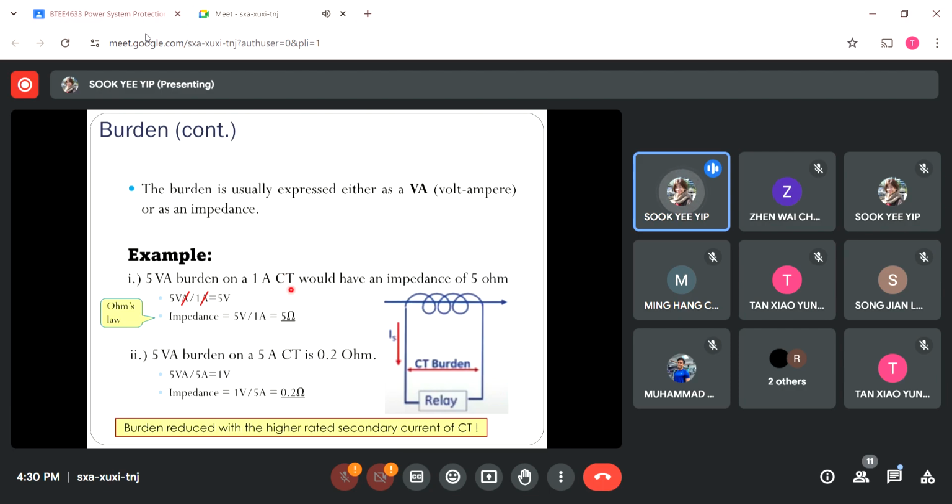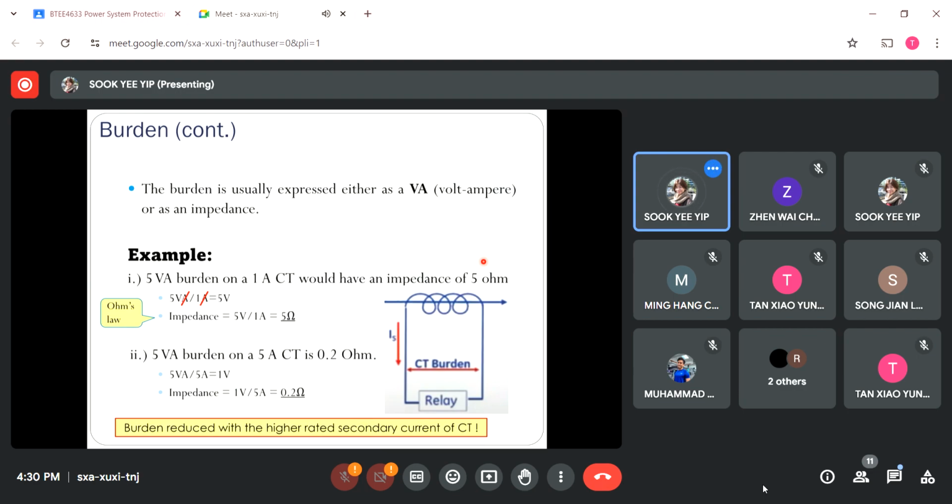And this current transformer is expected to connect with a burden of 5 watt amperes. All right, so let's say this is a relay giving us 5 watt amperes. This 5 watt amperes of burden to this current transformer can be translated in terms of impedance into a value of 5 ohms. So how can I actually find this 5 ohm value?